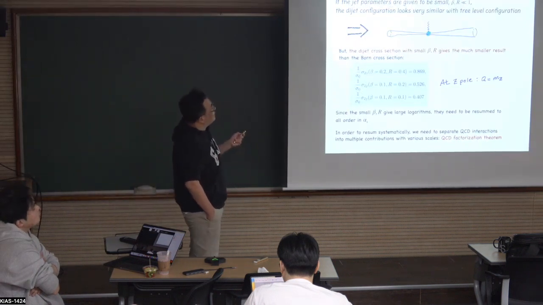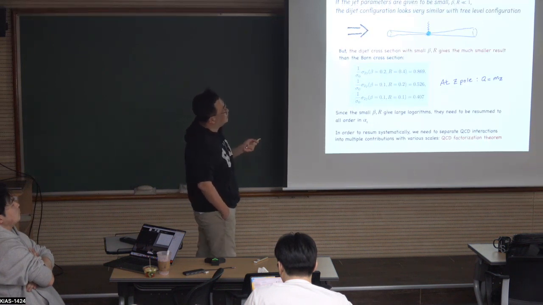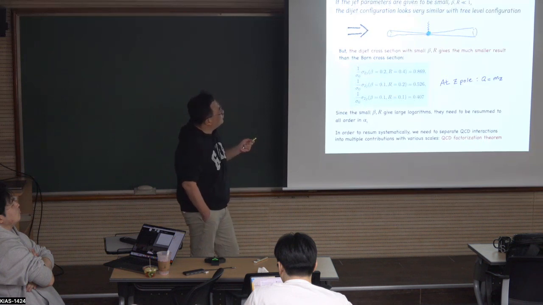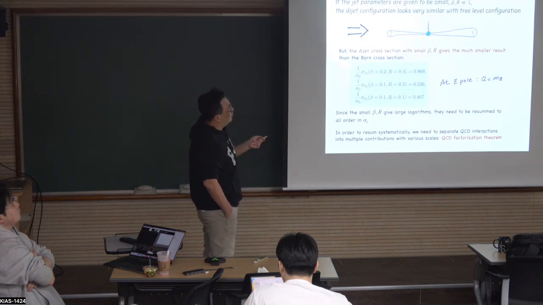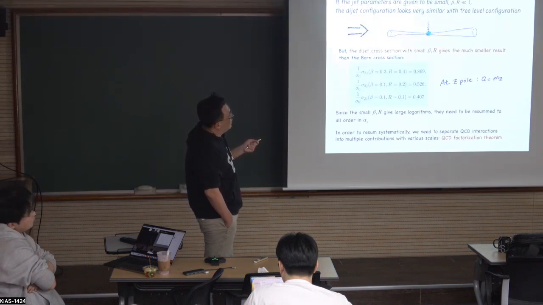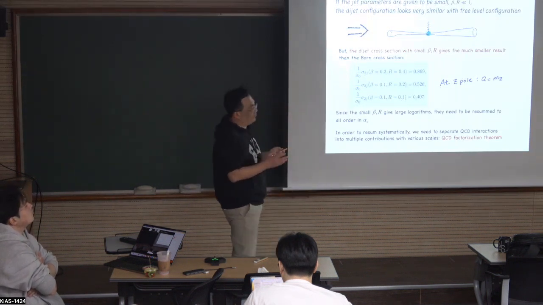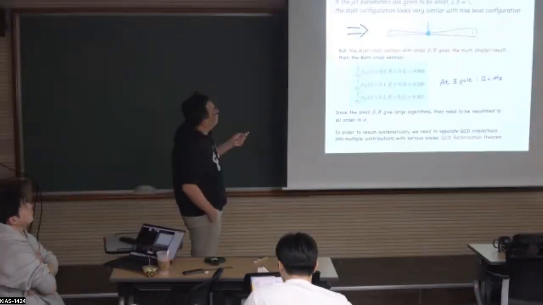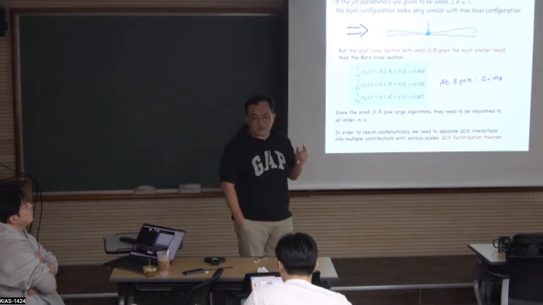So actually, from these calculations, for example, if the jet parameters beta and R are very small, much smaller than 1, the dijet configuration looks very similar to the tree-level configuration. Actually, this special jet just looks like a quark and anti-quark, right? And we have a soft gluon radiation, but this soft gluon energy is very small. So if beta and R are very small like that, this dijet configuration just looks like the tree-level configuration.